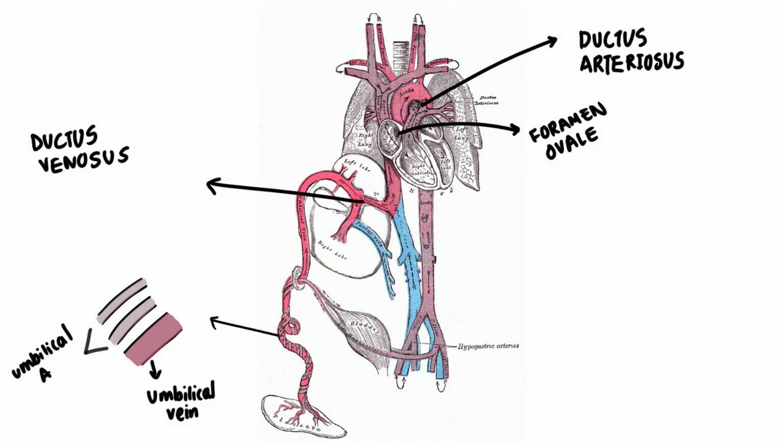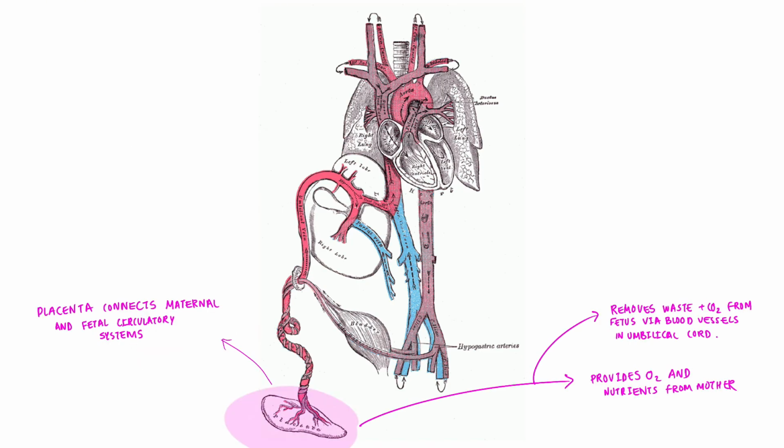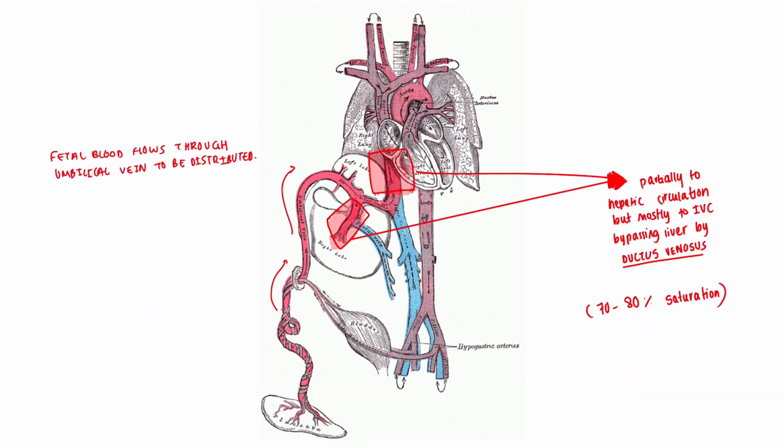The placenta connects the maternal and fetal circulatory systems, providing oxygen and nutrients from the mother to the growing fetus. It also removes metabolic wastes and carbon dioxide from the fetus through the blood vessels in the umbilical cord. The umbilical cord develops from the placenta and attaches to the fetus. Oxygenated blood from the mother supplies the placenta, where the placental membrane allows exchange of gases and nutrients.